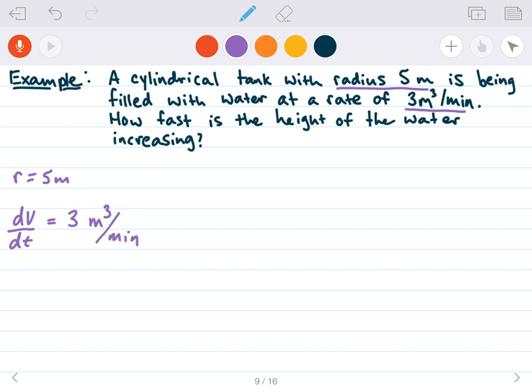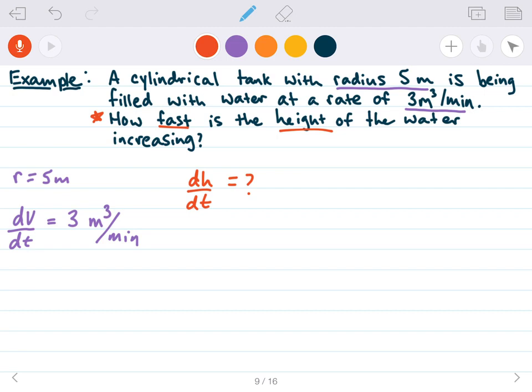And what we really want to know is how fast, so we're looking for a rate, how fast is the height of the water increasing? So what are we looking for? Well, we're looking for dH/dt, the change in height with respect to time. All right. So the first thing I want to do is come up with a formula that relates height and volume.